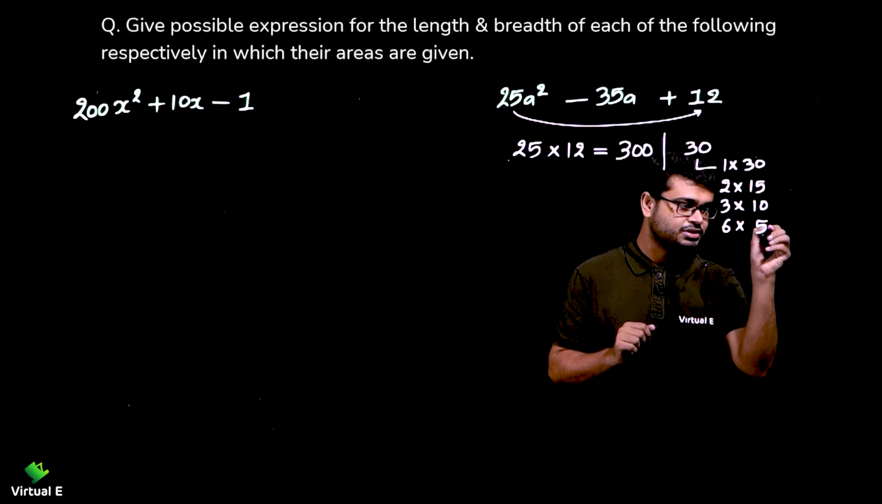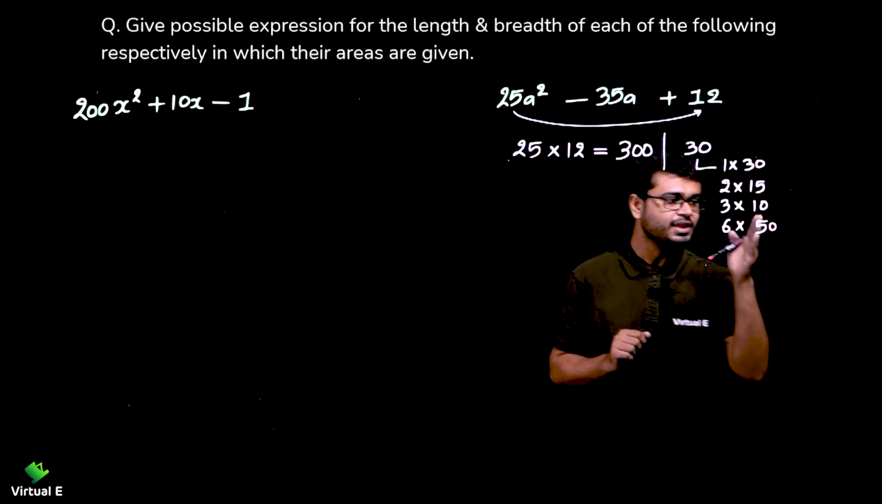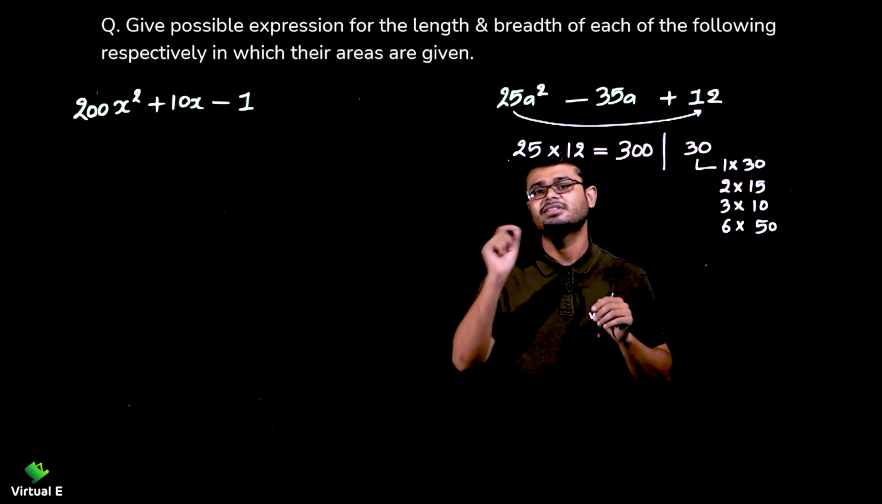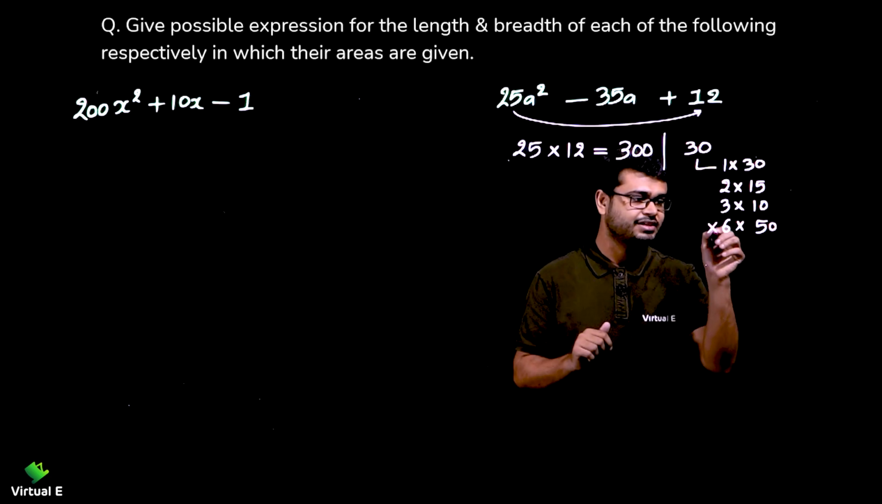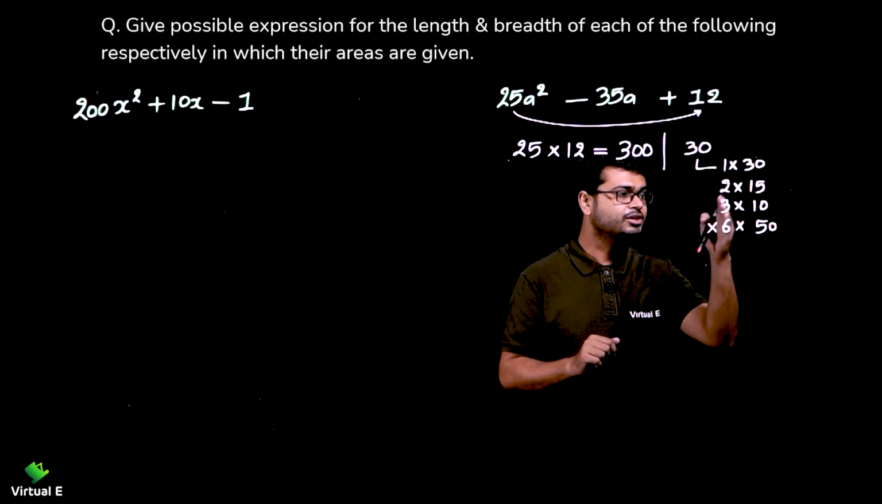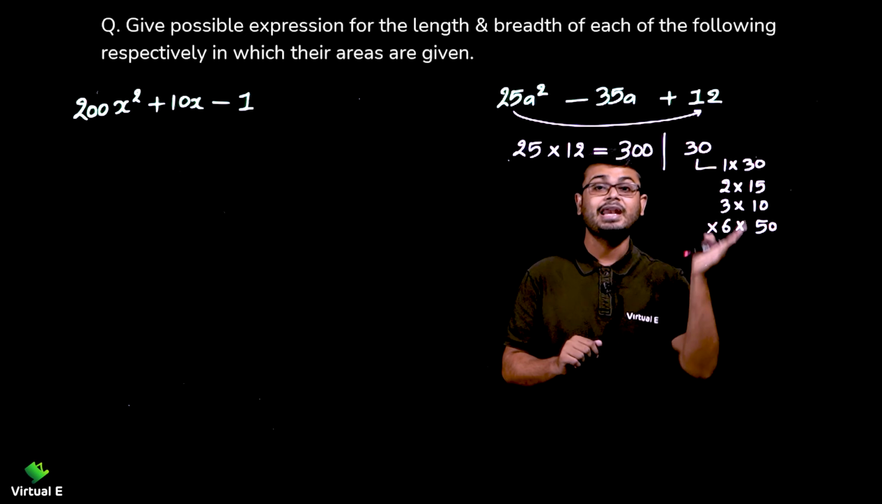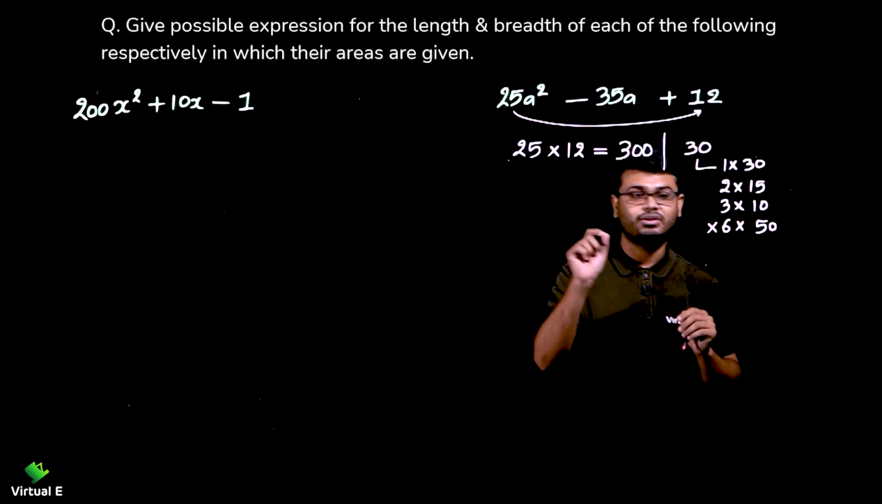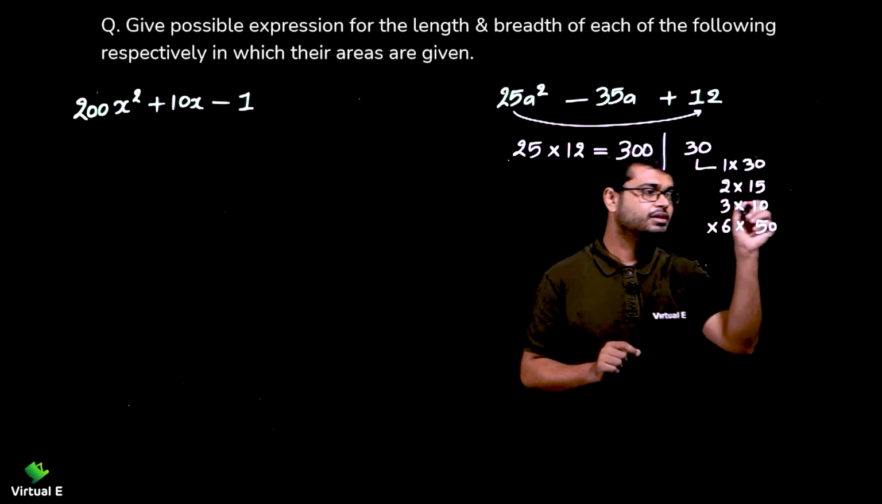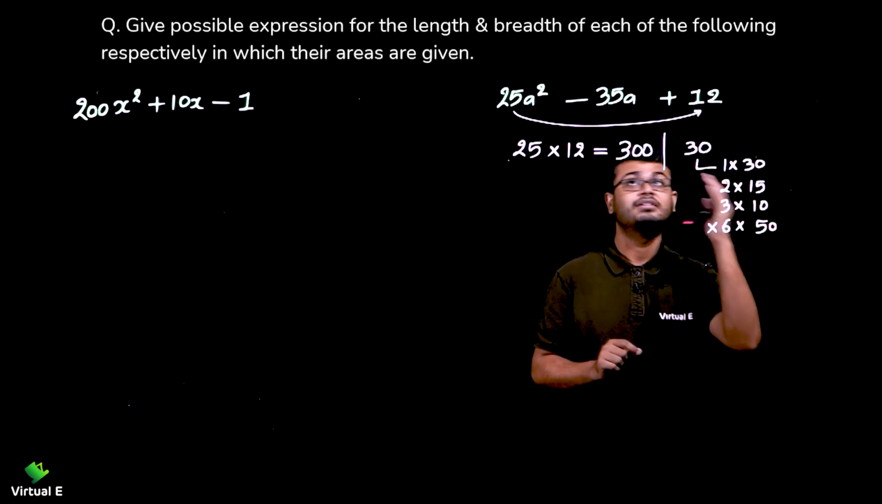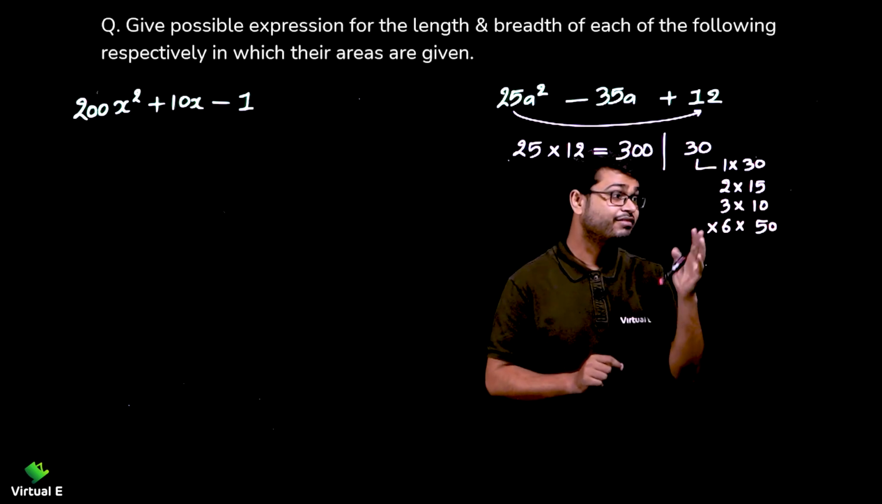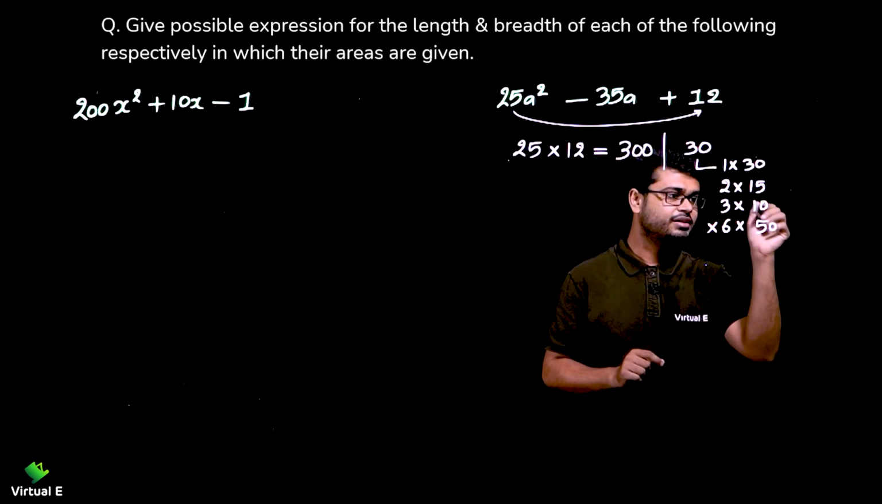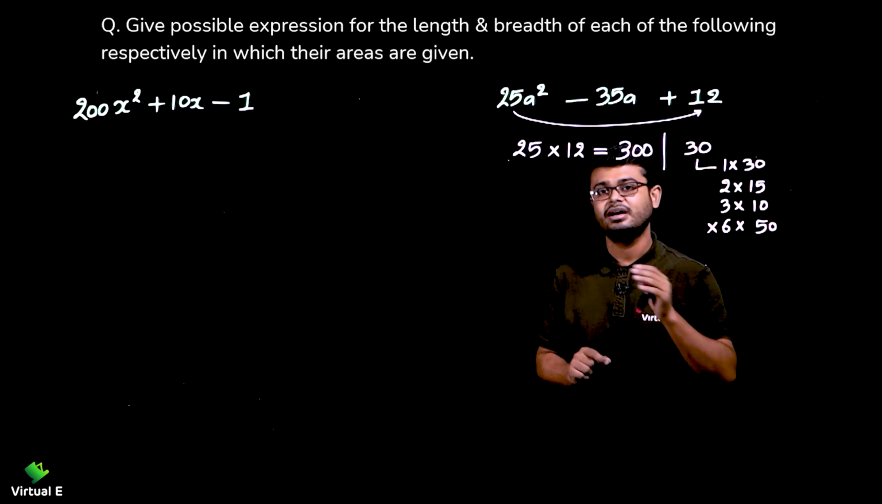Let's try to put 0 over here. That's 50 plus 6, that's 56. So this factor pair is not possible. I'm trying to put 0 on both sides and add them and check whether I am getting 35 or not. So here 30 plus 10 will give you 40. No, we have 5 extra. Put 0 over here, that's 100 plus 3, 103.